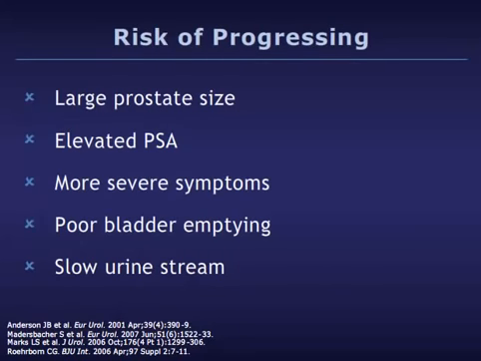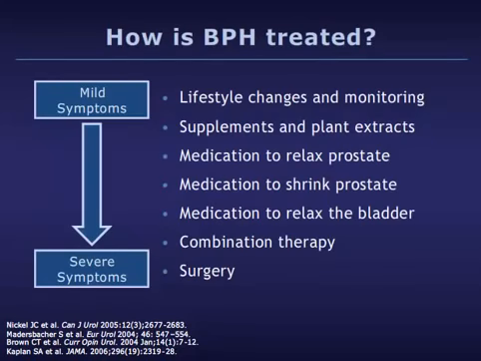Patients at risk of progressing to a more serious situation are those with a very large prostate size, an elevated PSA, severe symptoms, poor bladder emptying as evidenced by an increased residual urine volume, or a slow urinary stream. BPH can, however, be successfully treated when it does occur.